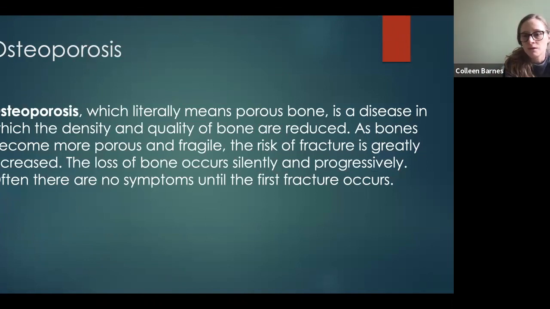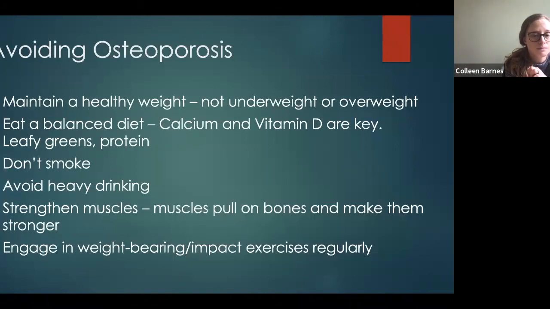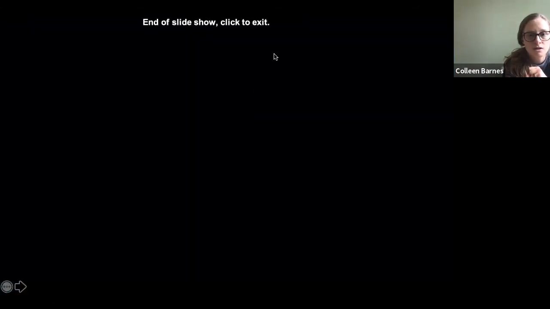Osteoporosis, we've already gone over this. Isn't that nice? You already know this. And that is the end of our slideshow.